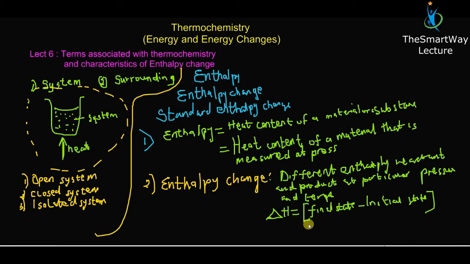Now we know that in chemistry the final state is the product. So it is the heat change of the product minus the heat change of the reactant. That is what we say enthalpy change is. So enthalpy change is the difference in the enthalpy between the reactant and the product, or between the initial state and the final state, that is measured at a particular pressure and temperature. Mathematically, that is how it is represented.